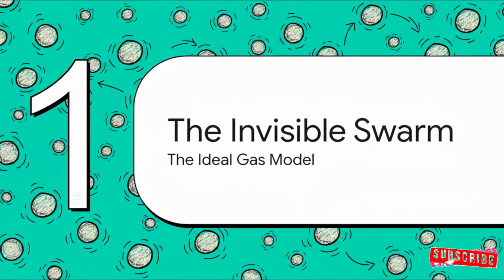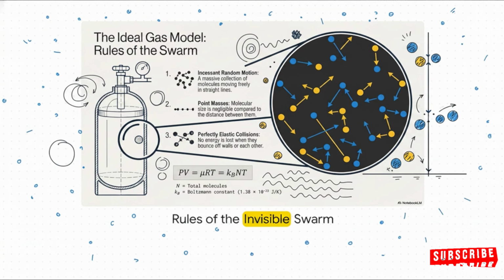Section 1. Meet the invisible swarm. Okay, let's dive into this. In physics, to really understand how gases work, scientists use something called the ideal gas model. It's basically the ultimate rulebook for how these hyperactive particles operate. Rule number 1 is incessant random motion. That just means these particles are massive in number and they zip around in perfectly straight lines until they smack into something. Rule number 2.